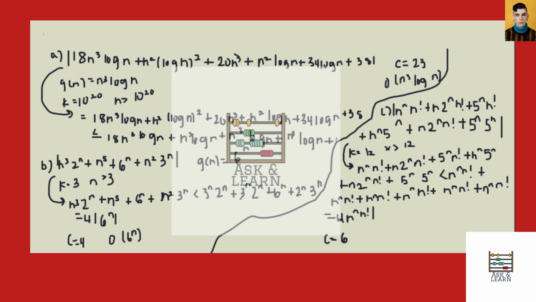And by the definition of the big O notation, f of n is equal to n to the n plus n to the 2n plus 5 to the n times n factorial plus 5 to the n, and is O of n to the n factorial with k equals 12.